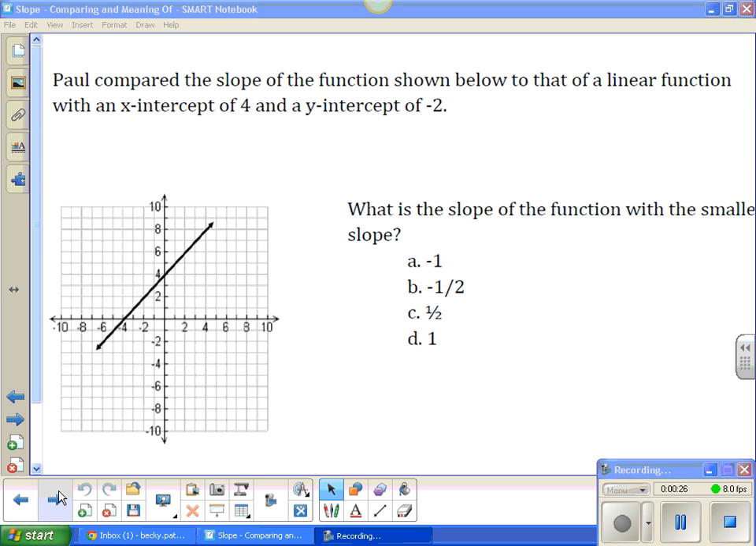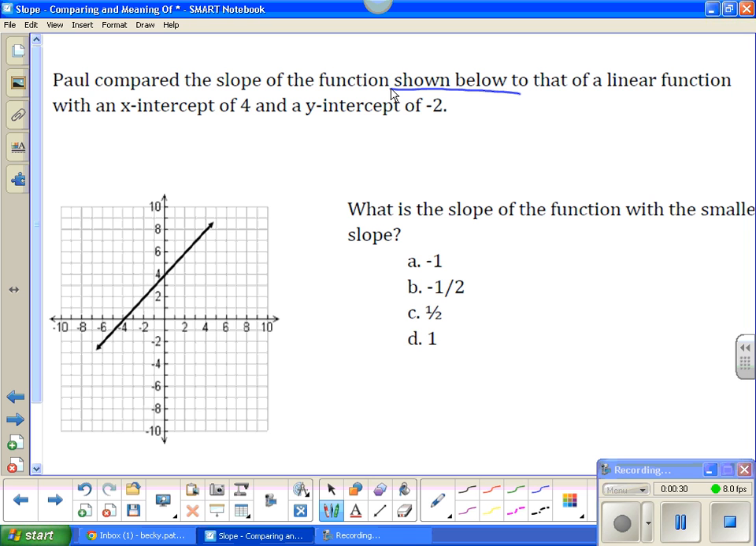So we have two different lines going on here. We have the one shown below, which is the black line, and we want to compare that to a line that has an x-intercept of 4 and a y-intercept of -2. So we need to draw this line so that we can compare the slopes. X-intercept of 4, now we haven't dealt with x-intercepts before. X-intercept of 4 is just like a y-intercept except it's on the x-axis. So on your x-axis, go to 4 and put a dot.